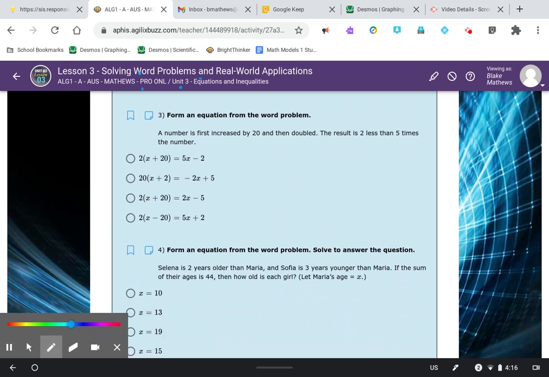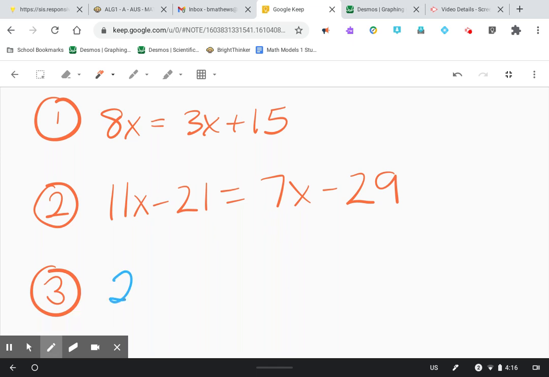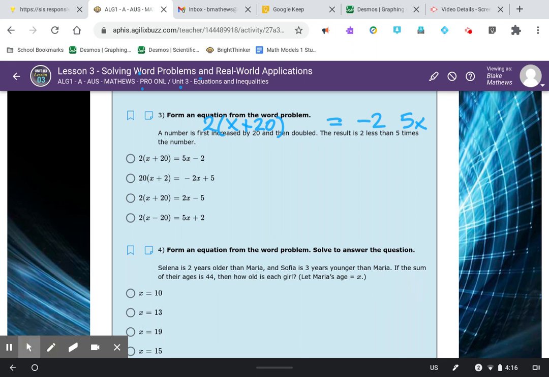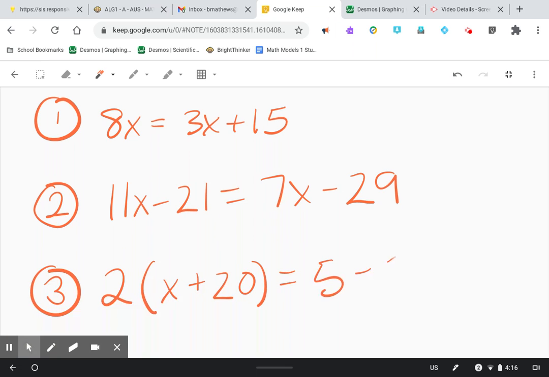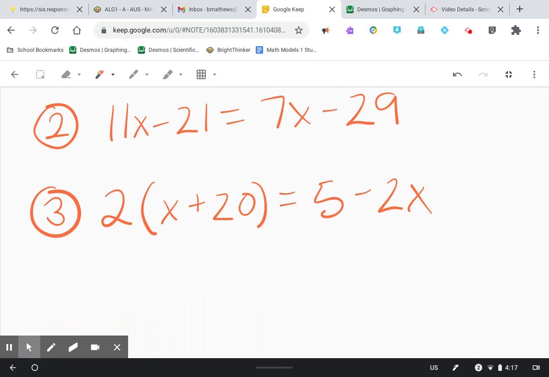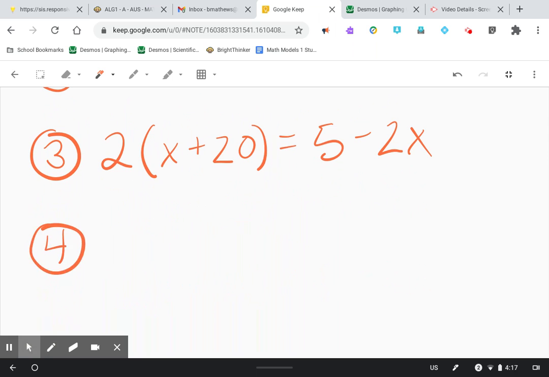A number is first increased by 20 and then doubled. Notice how it said and then, so I put it in parentheses. The result equals is 2 less, minus 2, than 5 times the number. So we're going to have 2 parentheses x plus 20 equals 5 minus 2x. Again, you're going to be responsible for solving these equations.